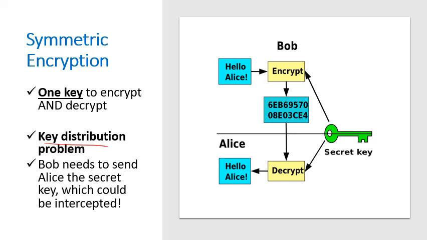This is known as the key distribution problem, because what happens if the key was intercepted during transmission? The hacker not only has the data, but the hacker also has the key to unlock that data and read it.